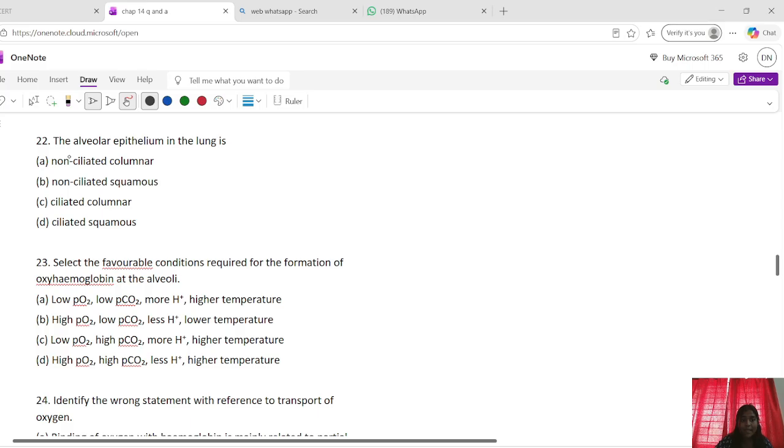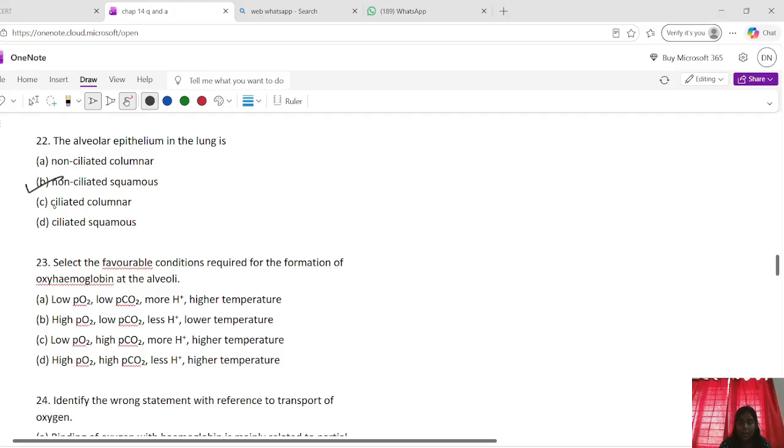So the alveolar epithelium in the lungs, the alveoli have a very thin wall, that is up to 0.001 mm thick. That wall is composed of a simple, moist, non-ciliated, squamous epithelium. The number of alveoli is countless, and the surface area is enormous. As we all know, alveoli have a huge surface area and a thin membrane, and that is how the efficiency of gas exchange happens. So this further accelerates gaseous exchange in the alveoli. So what is the option that is correct?